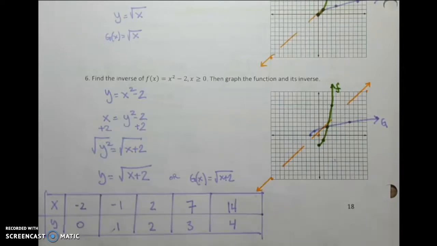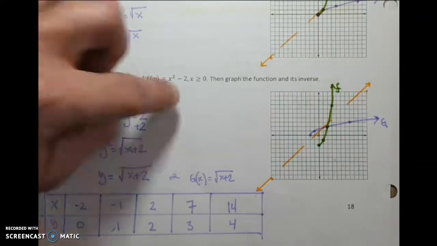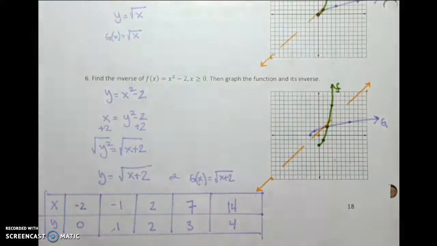And again, I found the inverse, but I only use this table for both graphing the inverse and the actual f function, or initial function. f was the initial function, g was the inverse. I was a little off on my yellow line there, but you can see that it's reflecting over that. Okay, go ahead and move on to the next problem here.